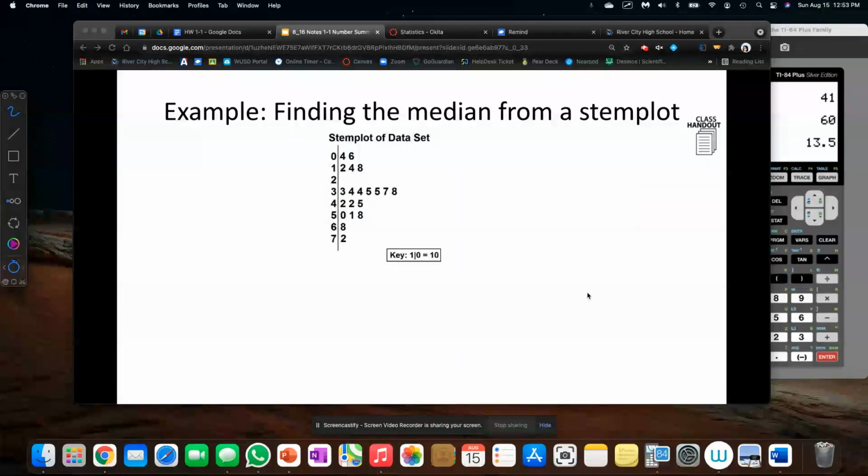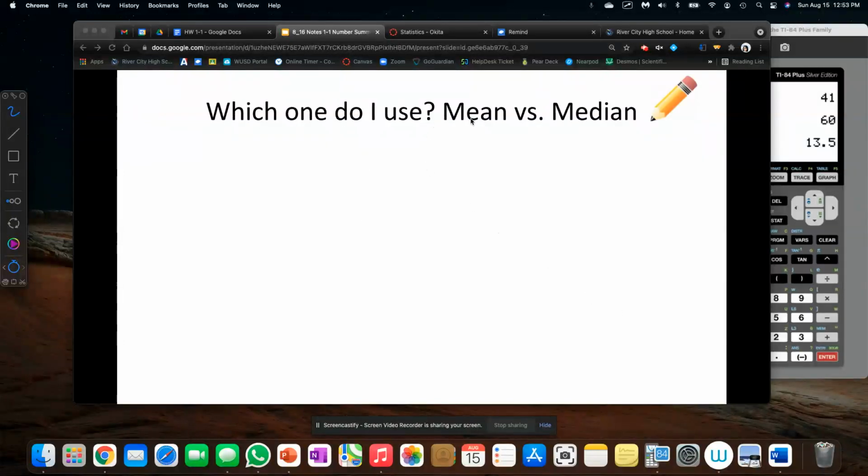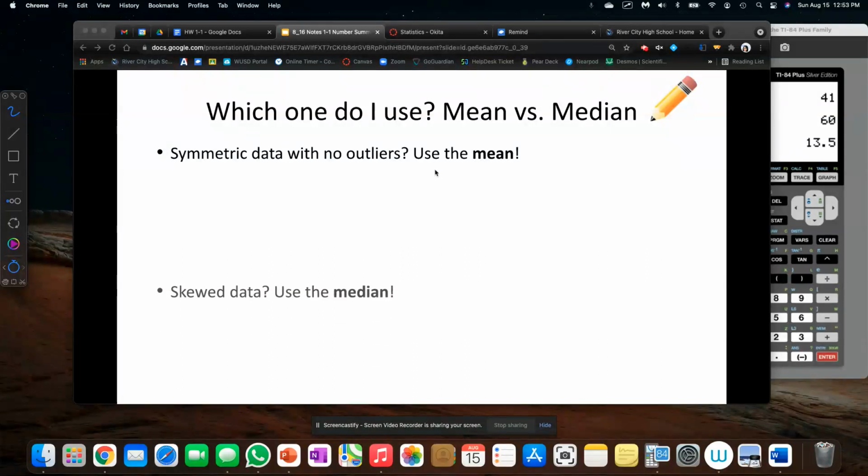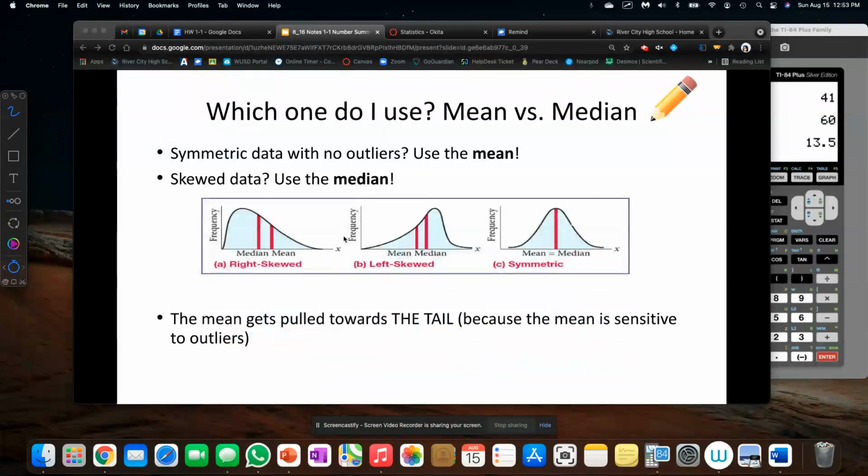All right, so now that we know mean and median, which one do we use? If we have symmetric data with no outliers, we're going to use the mean as our measure of center. If our data is skewed in any direction, we're going to go ahead and use the median. Okay. And you saw this graph last week, but the way that you can remember where the mean is in relation to the median is the mean will always get pulled towards the tail. And remember, that's because the mean is sensitive to outliers.